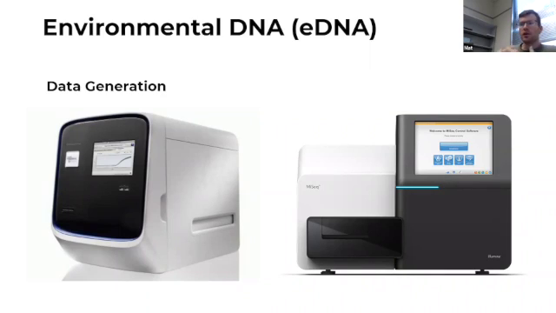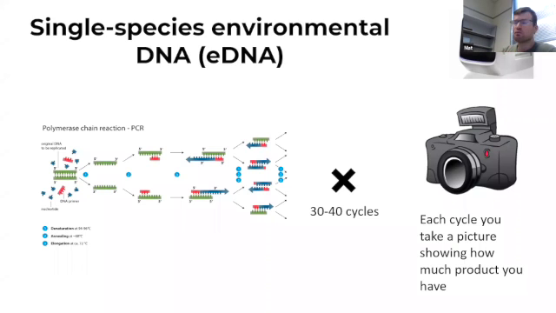Once you've done this PCR, there are 2 ways essentially that are currently most common to get data from eDNA samples after the extraction, to actually interpret whether a species is present or absent in a sample, how much of it there is, or how many different species you have in a sample. We're going to talk first about the single species.